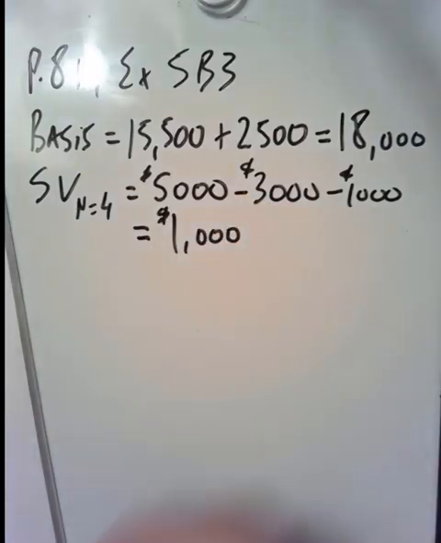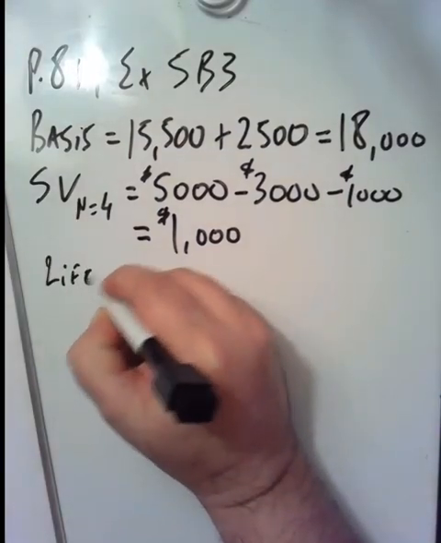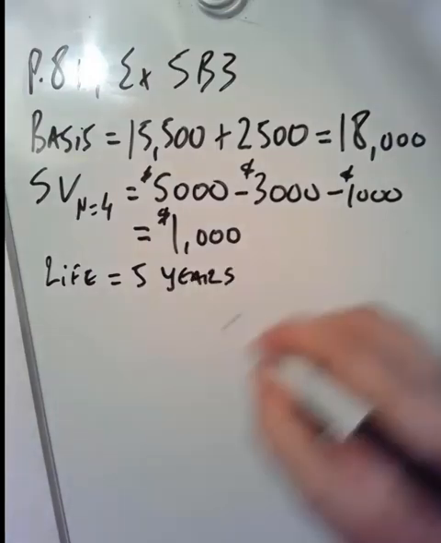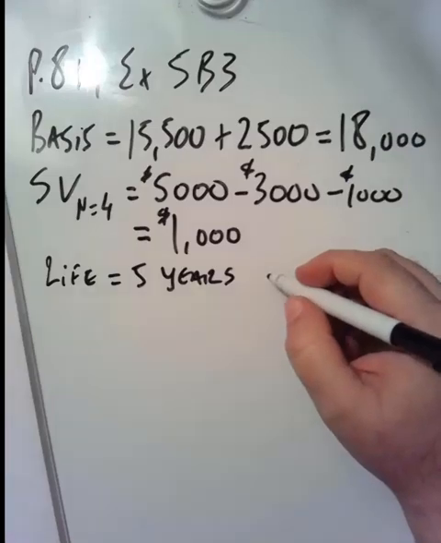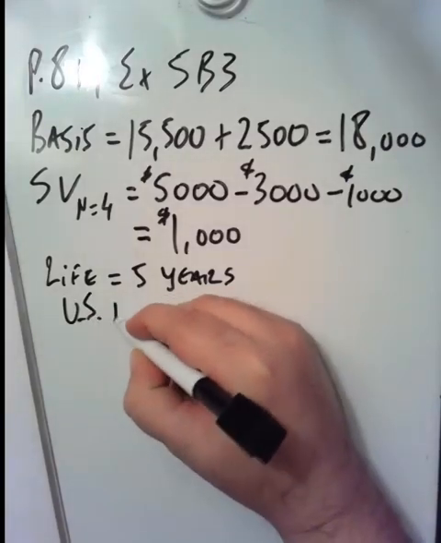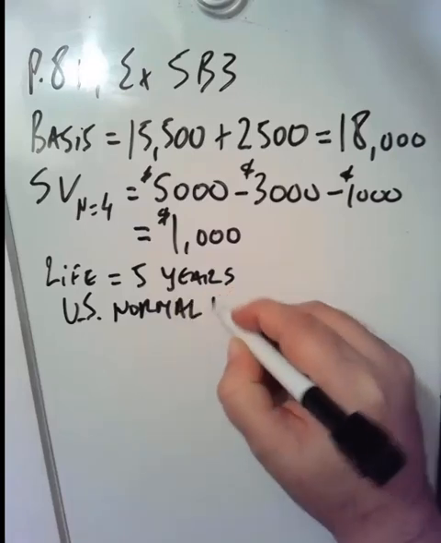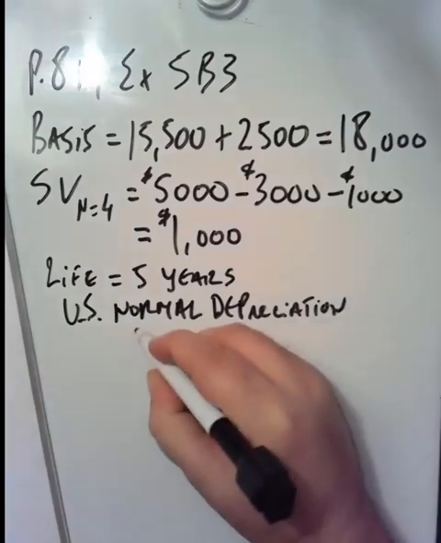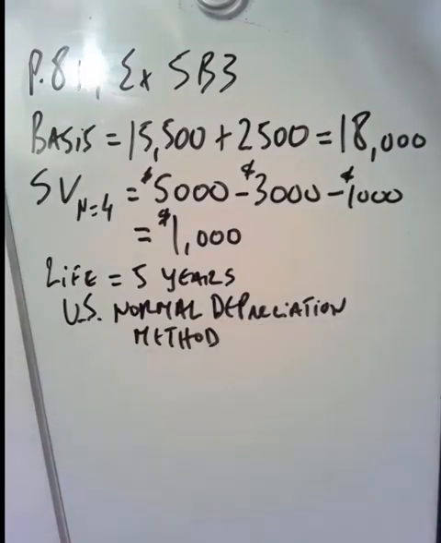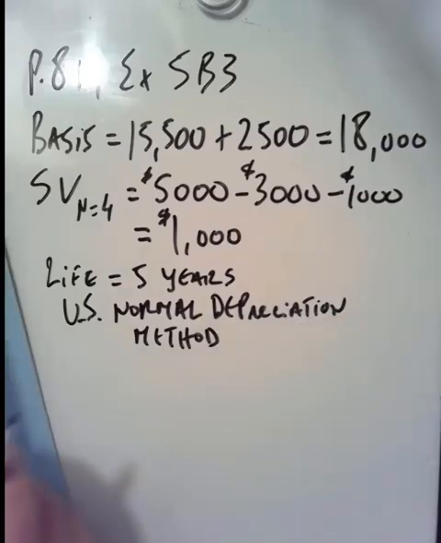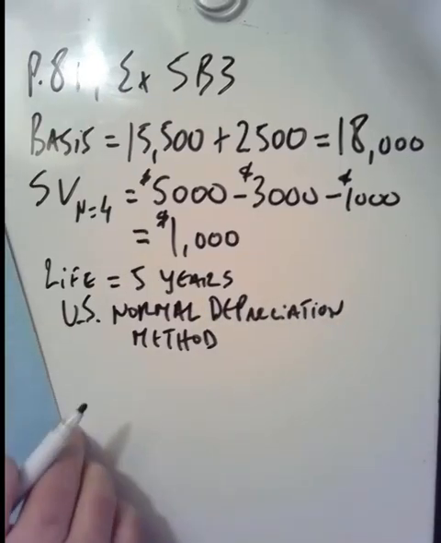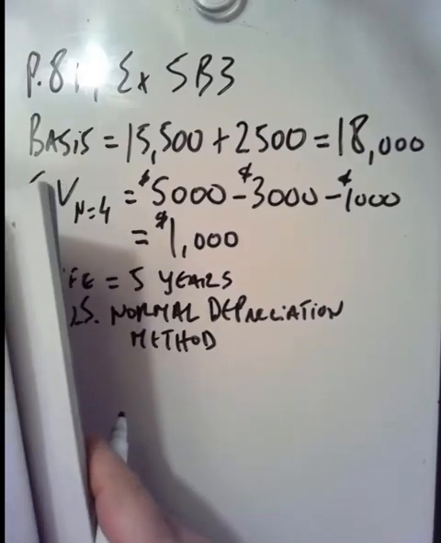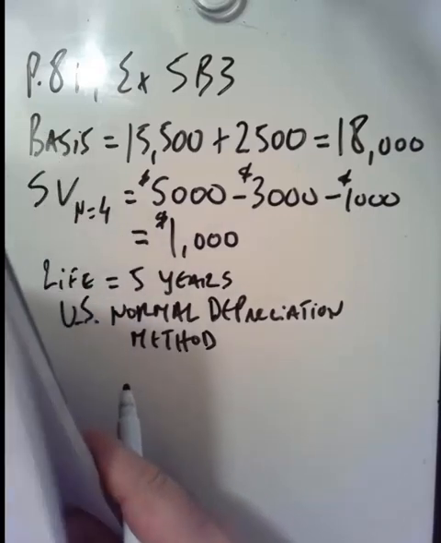Then it says that this is a 5-year class asset, and says to use normal depreciation method. So use US normal depreciation method. So this is a machine, 5-year life, personal property, right? Remember that real property is real estate and personal property is everything else.